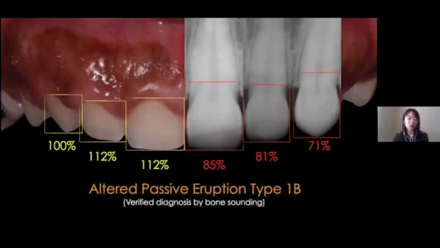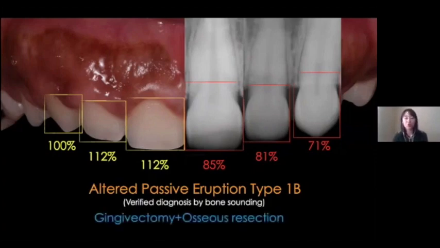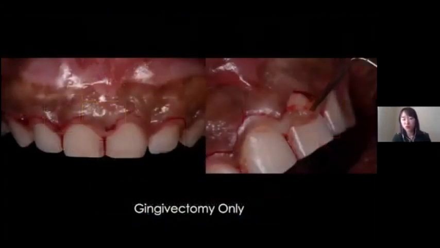For this case, I already verified it with bone sounding, so I'm just going to skip this part. The treatment plan for this case is gingivectomy plus osseous resection. However, this patient is young, a 25-year-old African-American female, and she doesn't want to touch the bone because she's very scared. So she said, I want to try the gingivectomy first. I don't want to touch the bone.